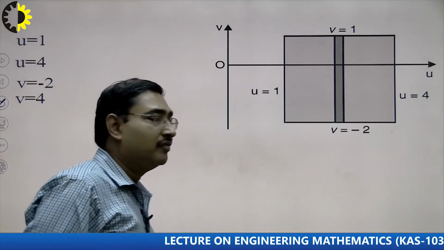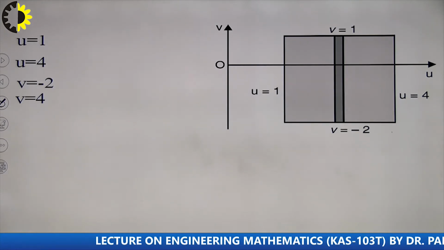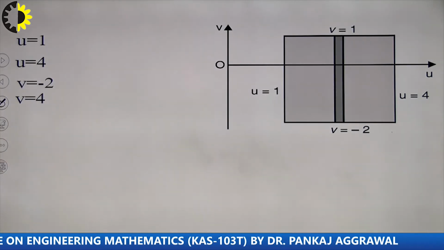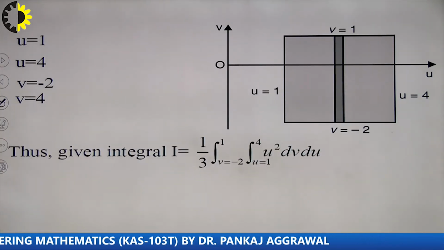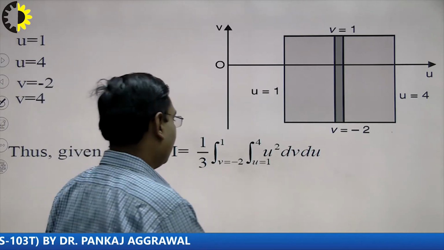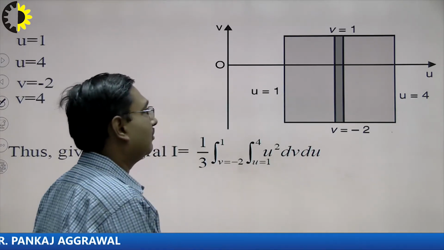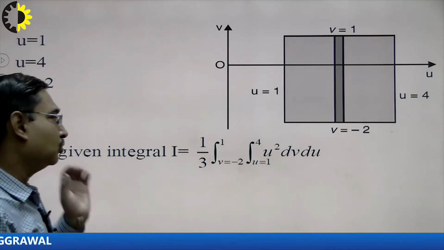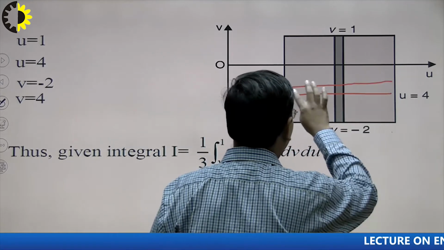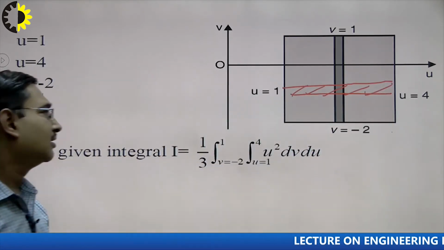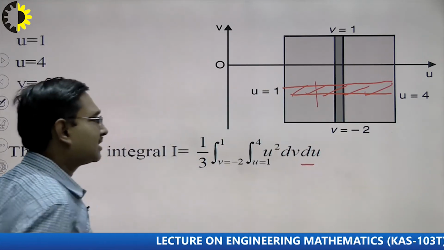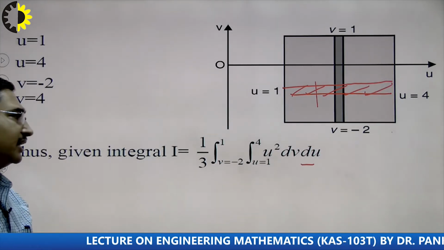Now, with the help of this region, we shall find the limits for u and v. Because this is a rectangular region, there is no difficulty in finding the limits for u and v. Dividing this region into vertical slices, the limits of v will be from minus 2 to 1 and the limits of u will be from 1 to 4. If we draw a horizontal slice, then these limits will be obtained, but in the figure it is by mistake drawn as a vertical slice. The limits will remain unaltered because it is a rectangular region.